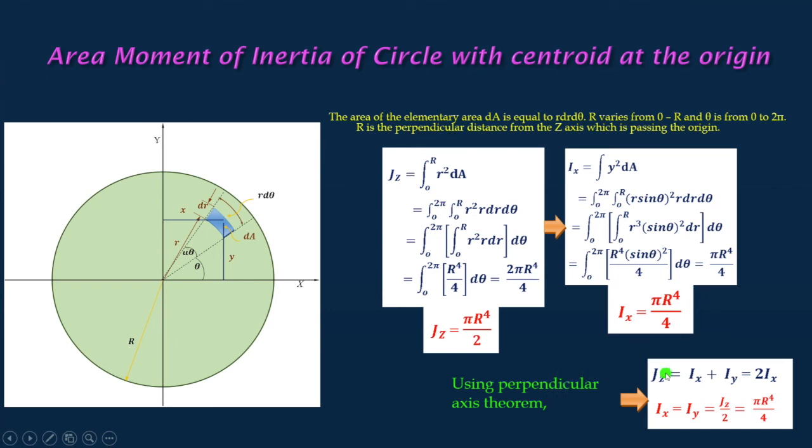And we also can use the perpendicular axis theorem, and we can verify that Iz equals Ix plus Iy, or Iz equals 2 times Ix. So Ix equals Iy equals Jz by 2 equals pi r to the power 4 by 4.